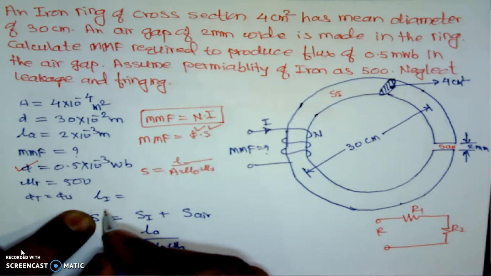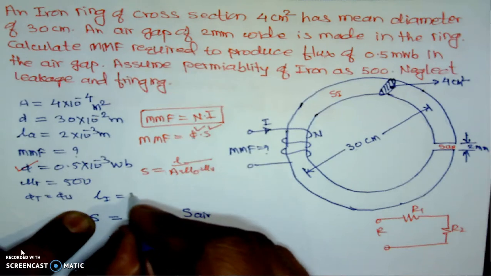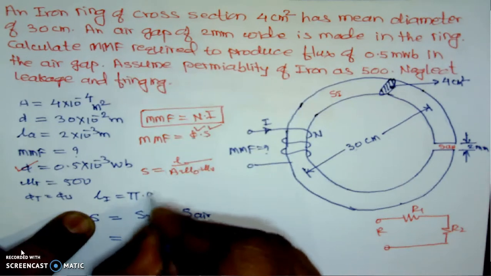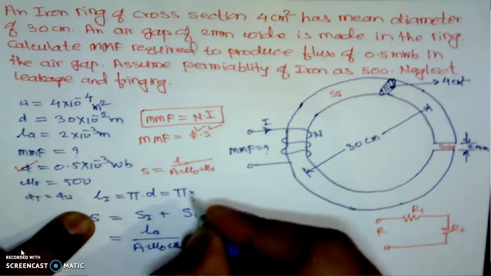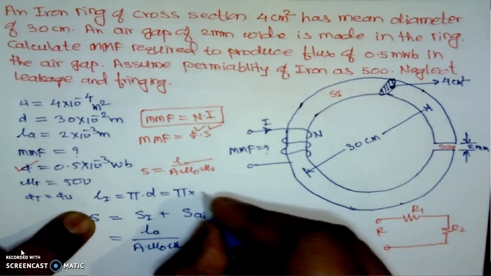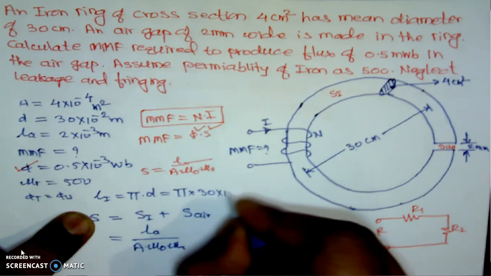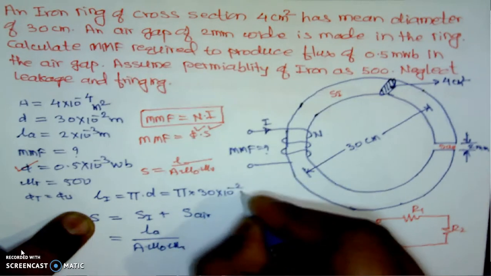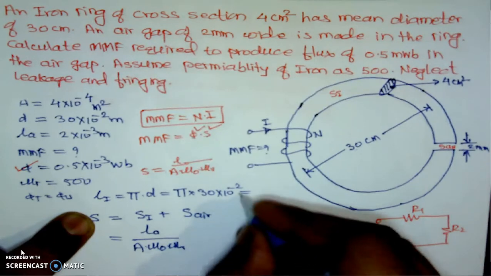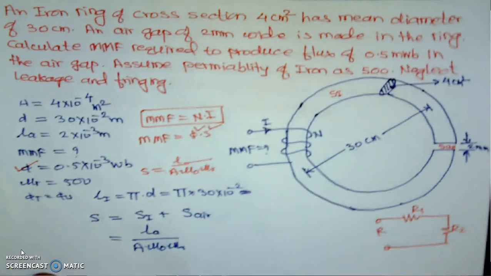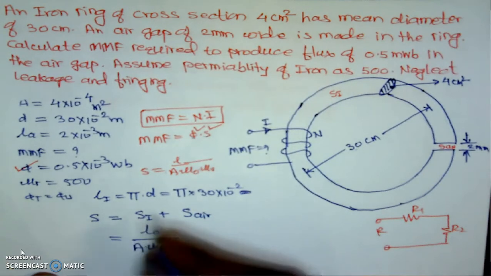Length of the magnetic path is given by pi into d. Here this is pi into d. D is the diameter. Here pi is the constant into diameter, which is given as 30 into 10 raised to the power of minus 2 meters. We can work out this calculation, or we can work out this calculation directly. This is the length of the iron path.